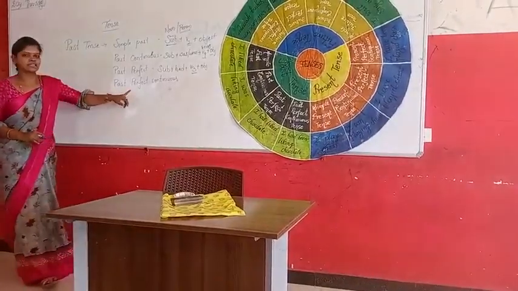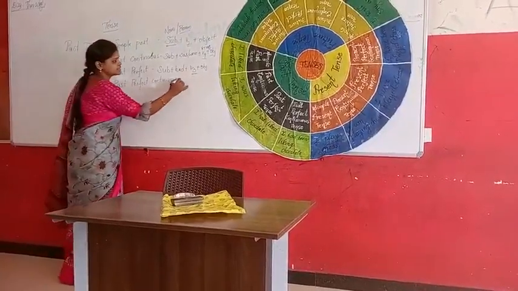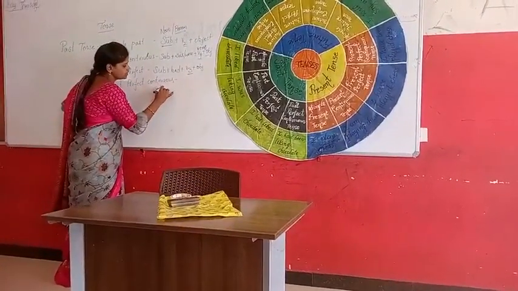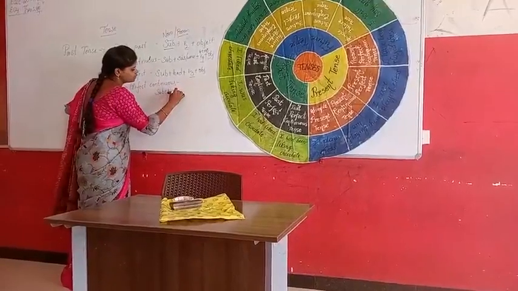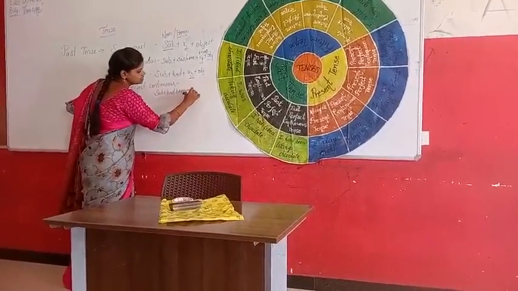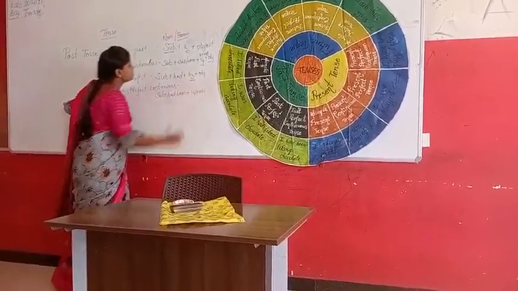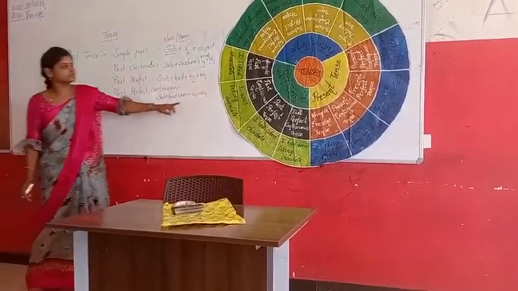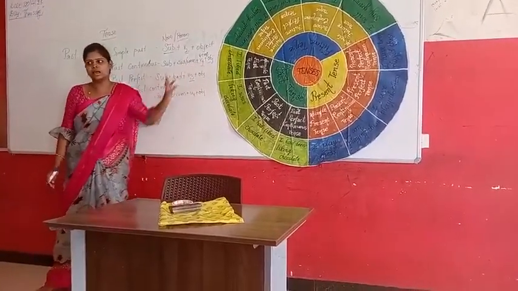Next, what is the structure of past perfect continuous? Subject plus had been plus V4 plus object. For continuous tense, compulsorily we should use V4, that is V1 plus ing.